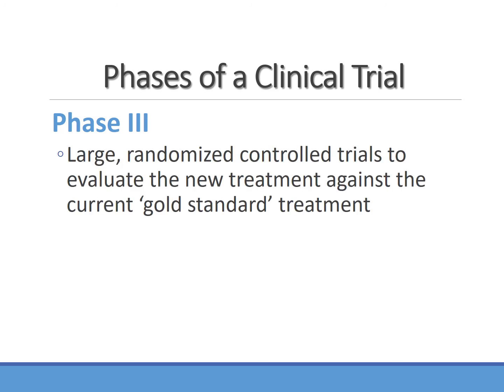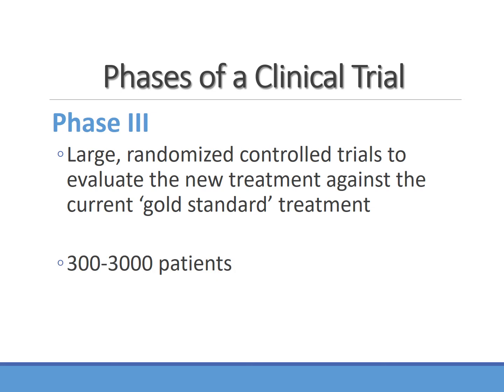Phase 3. These are the large trials now. They are randomized controlled trials to evaluate the new treatment against the gold standard treatment. So phase 1, we're looking at a dose. Phase 2, we're looking at, does it work? Now, if it looks like it works, move on to phase 3 to say, does it work compared to whatever the gold standard treatment is? Because there's typically something out there on the market already that's being used. From a business perspective, what's the point of developing a drug if it's not as good as what's already out there?